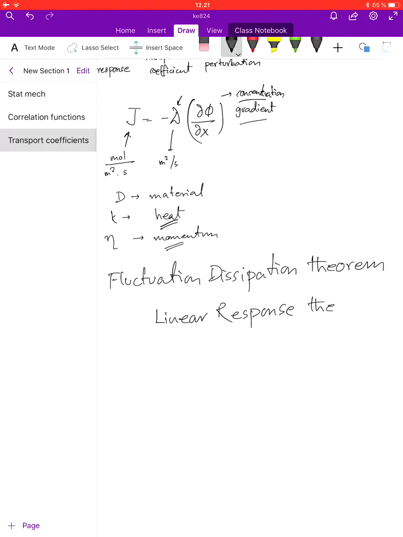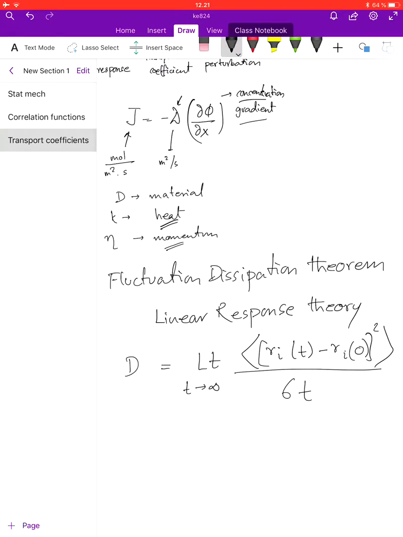You do not need to go further into the details of these, but I'll give you a simple example. For example, the diffusion coefficient in 3 dimensions can be calculated from what is called the Einstein relationship. In the limit of very long times, the diffusion coefficient can be calculated from this equation. Here t is time. The mean is taken over all particles of the system, and r_i(t) minus r_i(0) is the fluctuation of the position of the particle from its initial position.